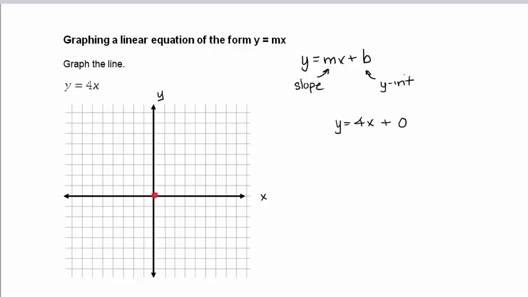From that point, we could just count up. Our slope is going to be m is 4, or 4 over 1. And so we could simply go up 4 and right 1. So we go up from this point, we go 1, 2, 3, 4, and then over 1. So this would be our next point. And that would be our line.